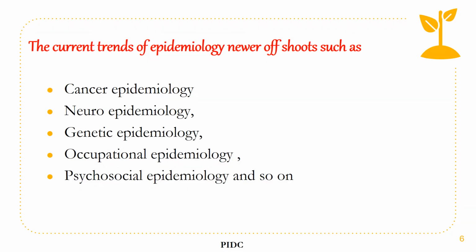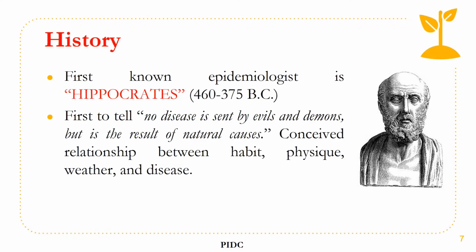The current trends of epidemiology include newer offshoots such as cancer epidemiology, neuroepidemiology, genetic epidemiology, occupational epidemiology, and psychosocial epidemiology, and so on. Coming to the history of epidemiology, the first known epidemiologist is Hippocrates. He was the first to tell that no disease is sent by evils and demons, but it is the result of natural causes. He conceived a relationship between habit, physique, weather, and disease.